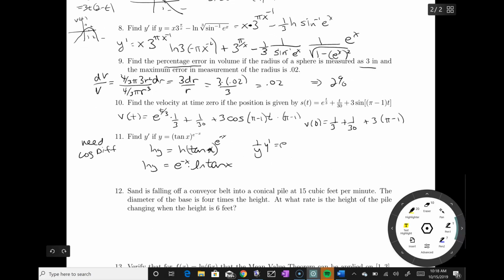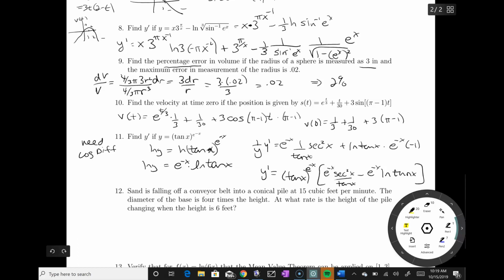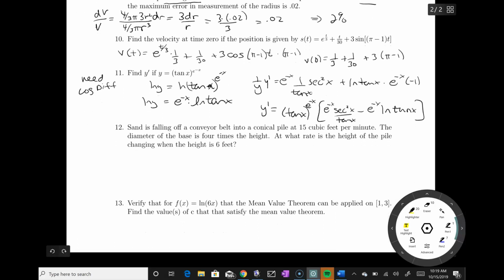So I get first d second plus second d first, and then to finish it off you multiply through by y, which is the original function, tangent of x to the power of e to the negative x. So I just have to carry all of this along, minus e to the negative x. I'm just going to write this in the front, and make sure you put the parentheses in.